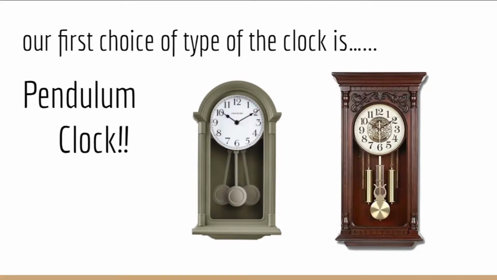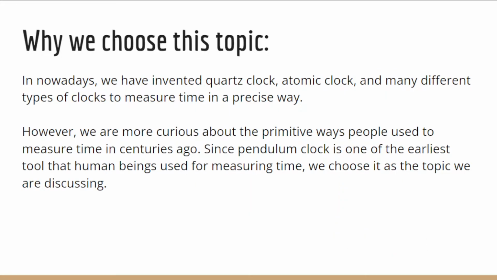First, the type of clock we chose for our midterm presentation is the pendulum clock. The reason we chose this topic is that nowadays we have invented quartz clocks, atomic clocks, and many different types of clocks to measure time precisely. However, we are more curious about the primitive ways ancient people used to measure time centuries ago. Since the pendulum clock is one of the earliest tools that human beings used for measuring time, we chose it as the topic we're discussing.